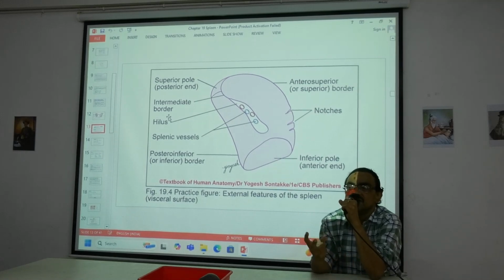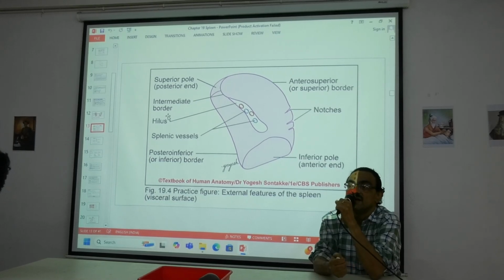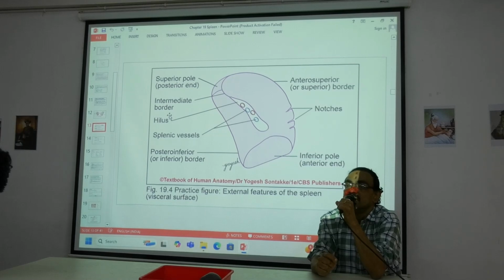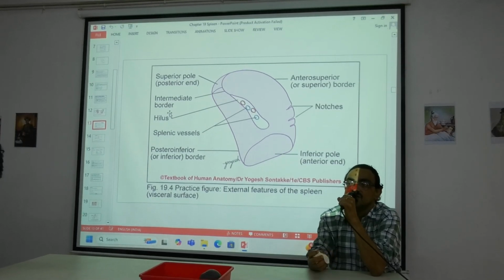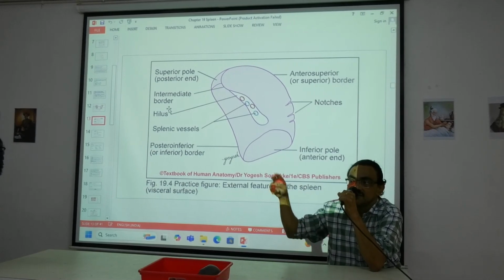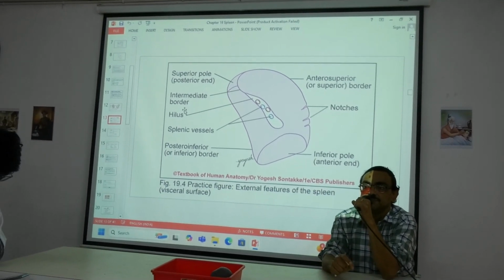The splenic artery divides and ultimately forms the penicillar artery, which is an eccentric artery. In histology you can find the lymphoid follicles, and there is an eccentric artery, that is definitely the spleen.